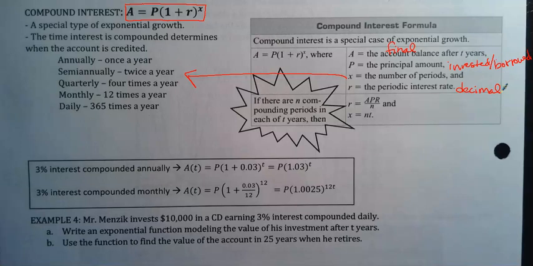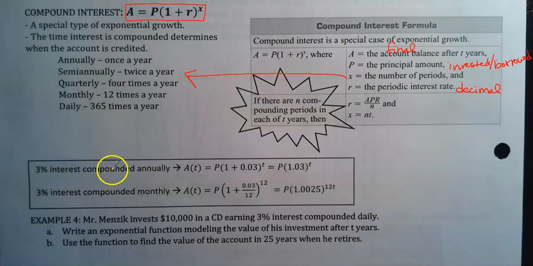Now, if there are n compounding periods in each of t years, then your R is going to equal your APR divided by n, and your X is the number of compounding periods n times t. So if there are n compounding periods in each of the t years. We'll talk about this a little bit more and hopefully help it make sense. It's not the easiest thing, but we're going to have a worksheet working on it.